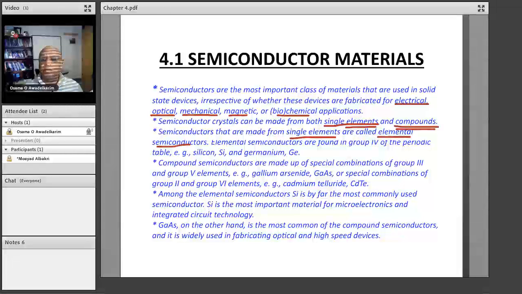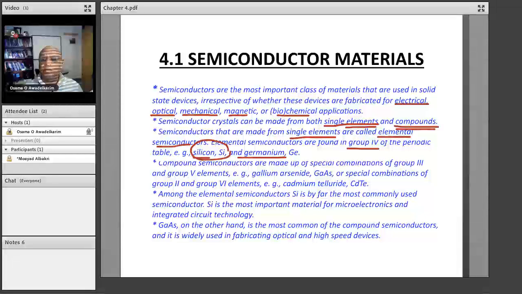Examples of elemental semiconductors are group 4 elements in the periodic table, like silicon and germanium. They're both group 4 and they're both elemental semiconductors. A very important semiconductor, of course, we know is silicon, where we make all our integrated circuits.